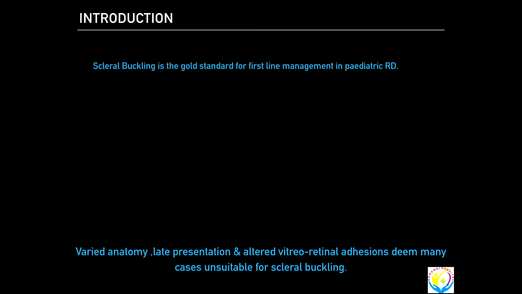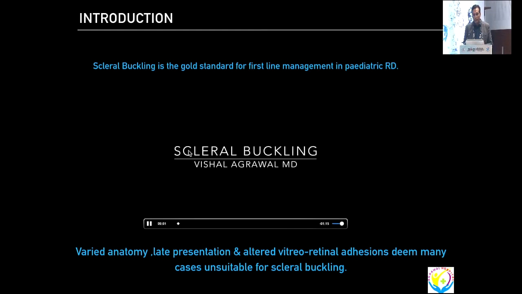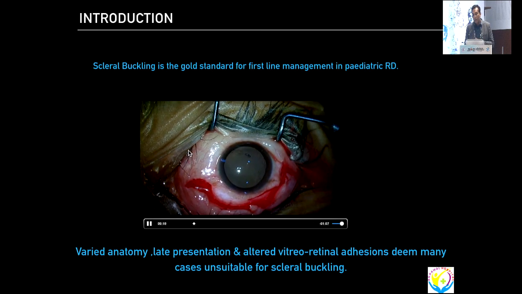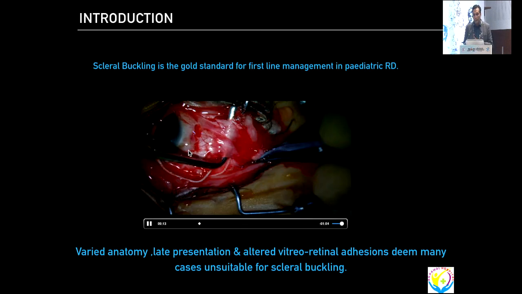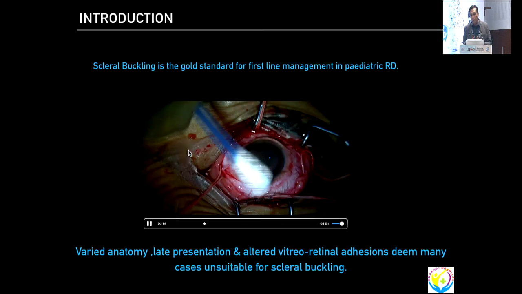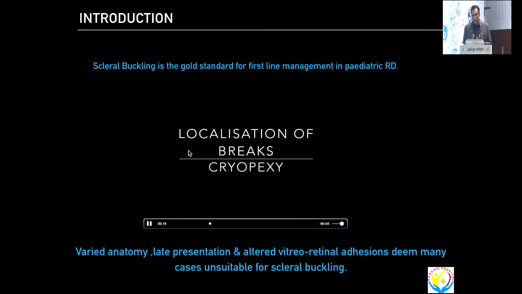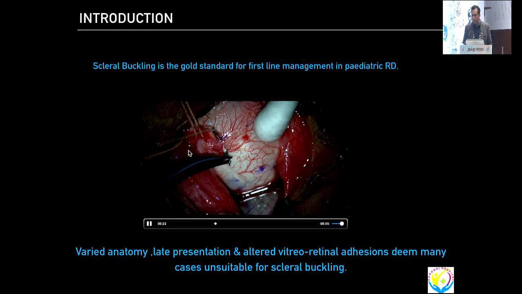Thank you, ASRS, for giving me this talk. I'll be speaking on vitrectomy in pediatric retinal detachments. As we all know, pediatric RDs account for less than 10% of all cases, and these are mostly related to trauma, syndromes, and congenital anomalies, unlike adult rhegmatogenous detachments. Traditionally, and even now, scleral buckling is the gold standard, and I would also prefer buckling as the first line management in all pediatric RDs. But there are many cases with varied anatomy, very late presentation, especially in children, and altered vitreoretinal adhesions that make many such cases unsuitable for scleral buckling.